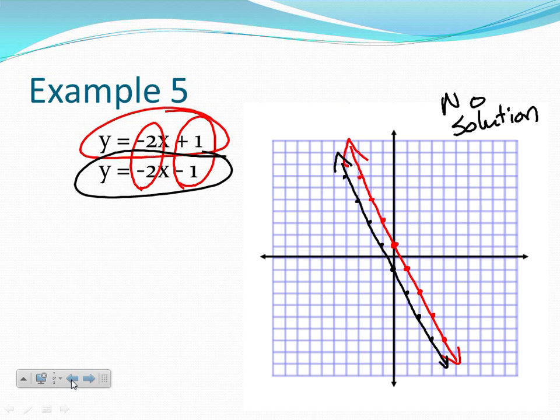Most of the time in Algebra 1 you see no solution. Another way you can write that is an empty set. It's a circle with a line through it. An empty set means the set of answers is empty. There's none there. Any questions on no solution?